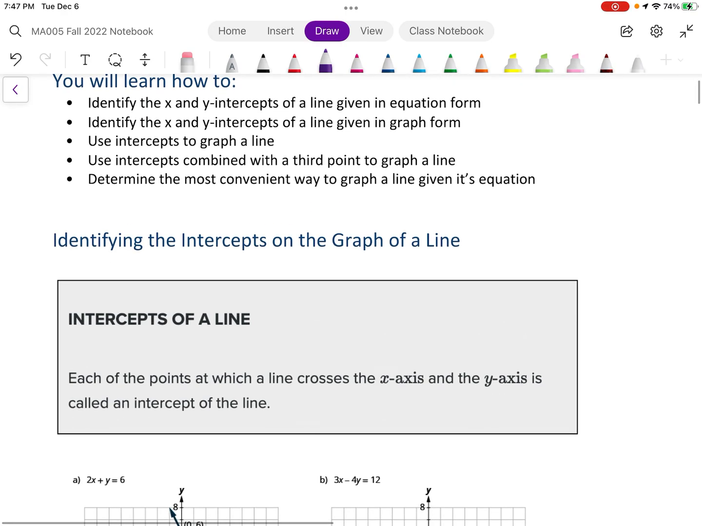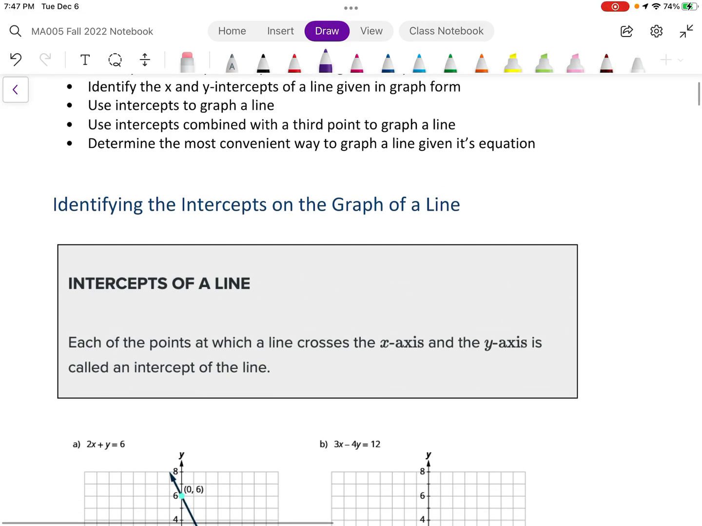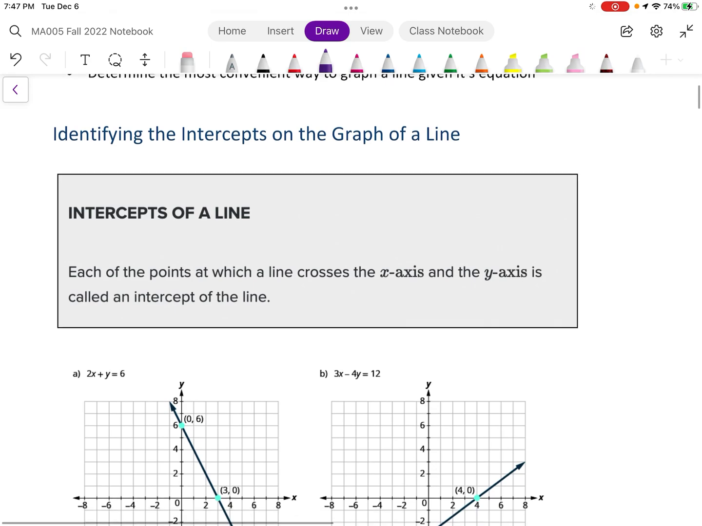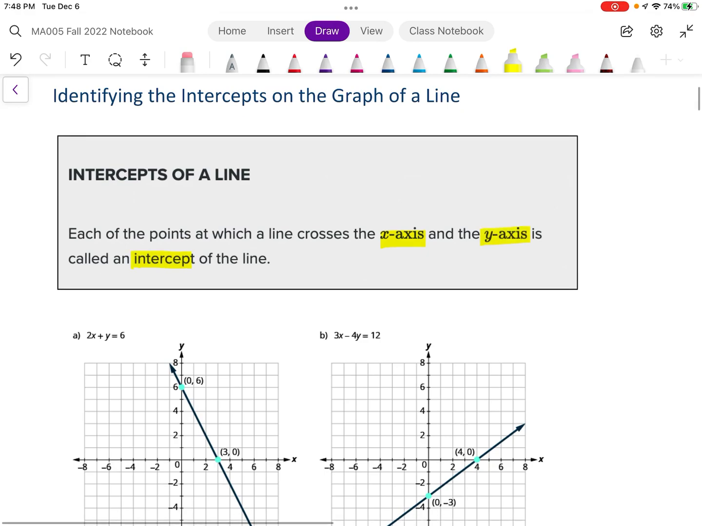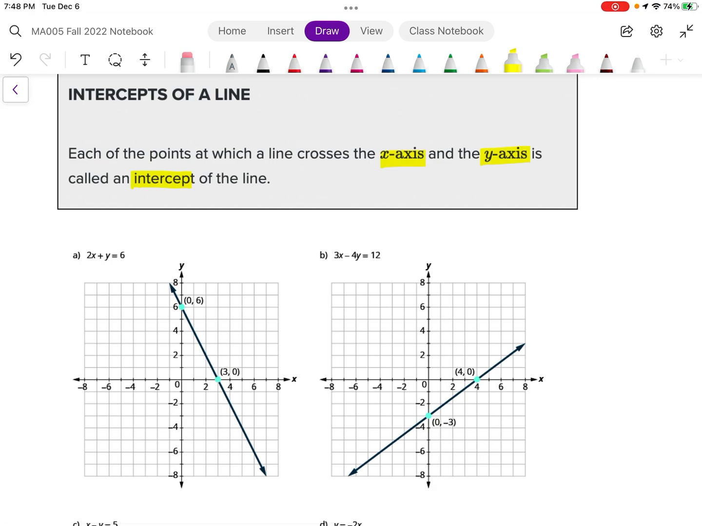So we're going to start by looking at the intercepts on the graph of a line. What do we mean by that? Each of the points at which a line crosses the x-axis and the y-axis is called an intercept. Where it crosses the x-axis is called the x-intercept, and where it crosses the y-axis is called the y-intercept. All right, so looking at this, what is the x-intercept and what is the y-intercept?